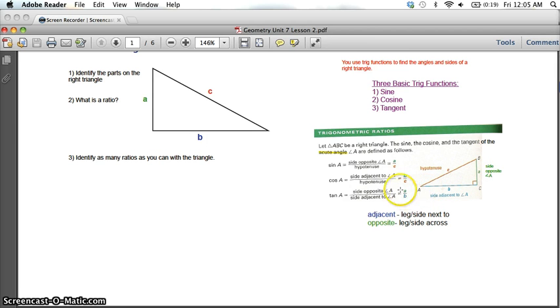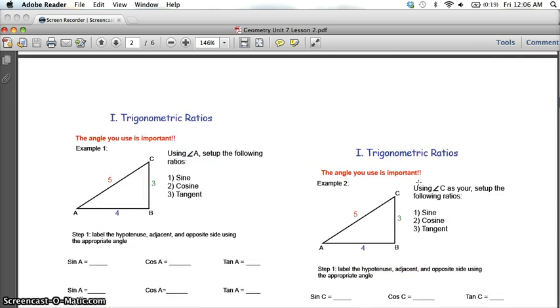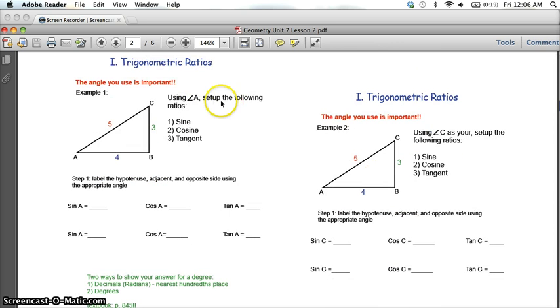And last we have cosine. Now cosine is the adjacent side over our hypotenuse side. Again, we are starting at angle A. So if we're talking about the side that's adjacent to angle A, we're talking about side B. And the hypotenuse is the side that's opposite of the right angle, which is side C. So let's do our first problem.